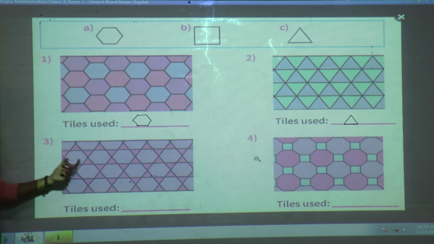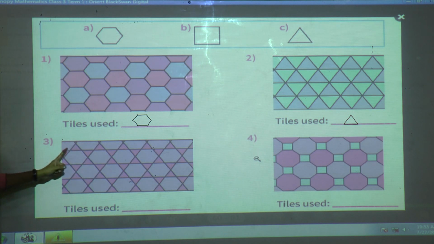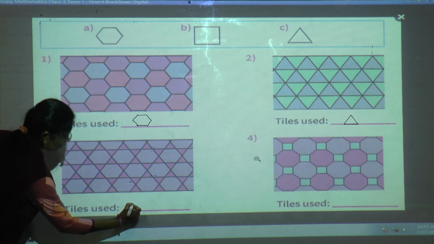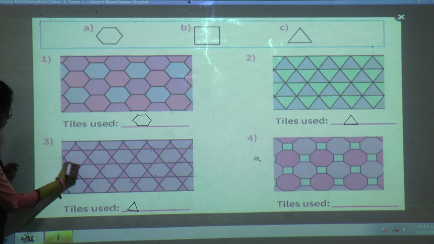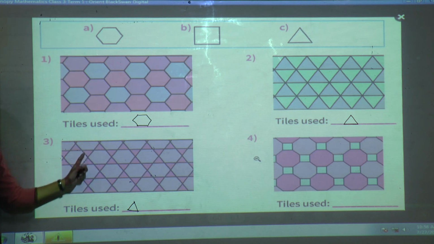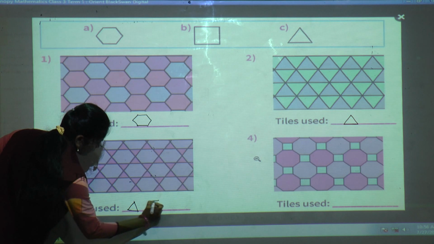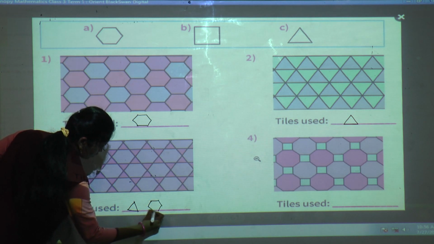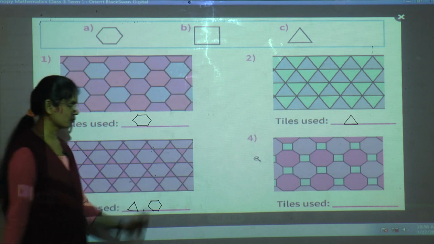Now see the third one. Tiles used. Now if we see this tiling, here we can see the triangle also, and one more shape is there, that is a hexagon. 1, 2, 3, 4, 5, 6. In between, see triangles are there, and in between all the triangles one hexagon is there. So here both the tiles are used. Which are those both tiles? Triangle and hexagon. So we should draw here both the shapes, that is triangle and hexagon.